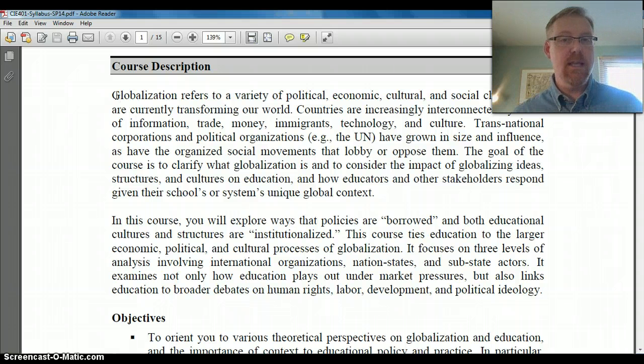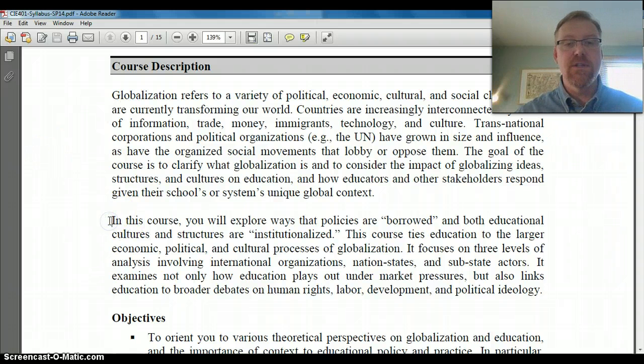So already you can see that we are balancing globalization and contextualization. They really are dual constructs. They're sort of yin and yang. Globalization and contextualization are always complementing each other, and they're always conflicting with each other in the field of comparative and international education.